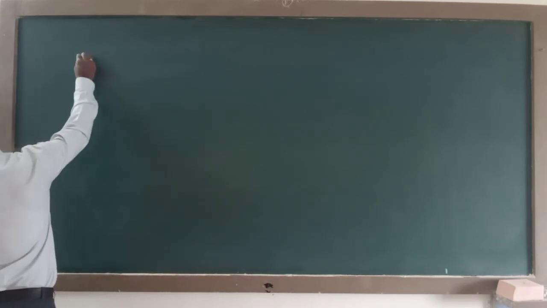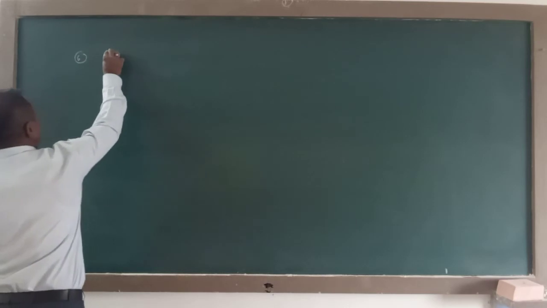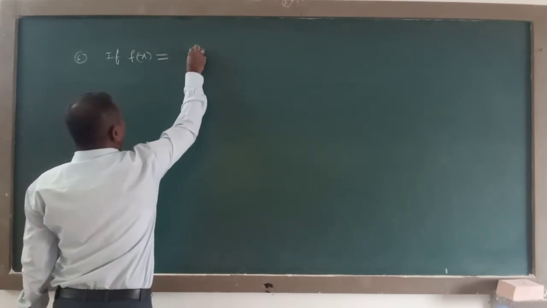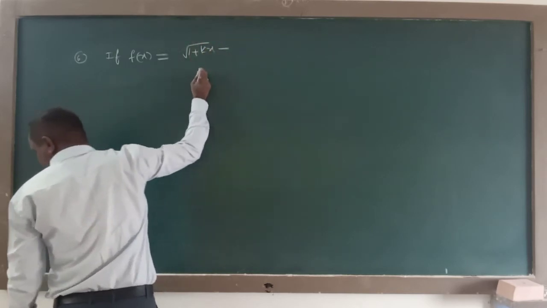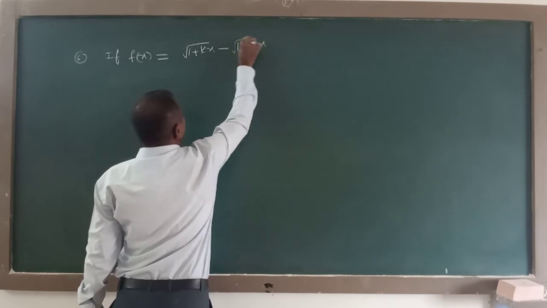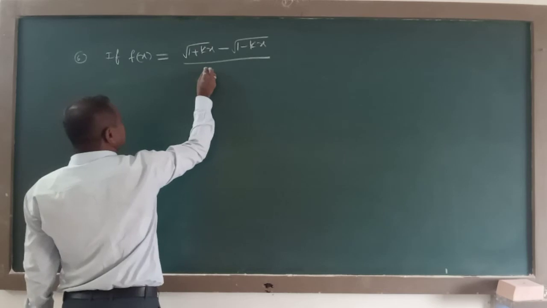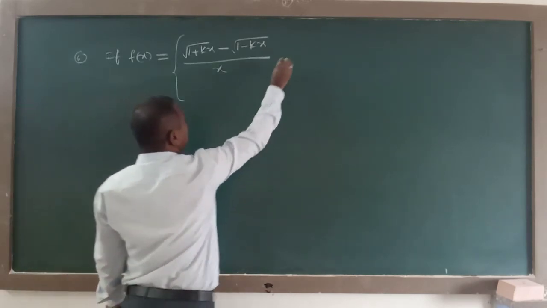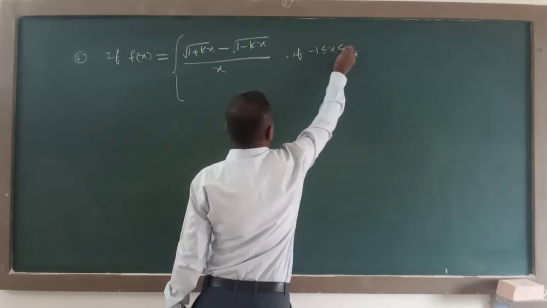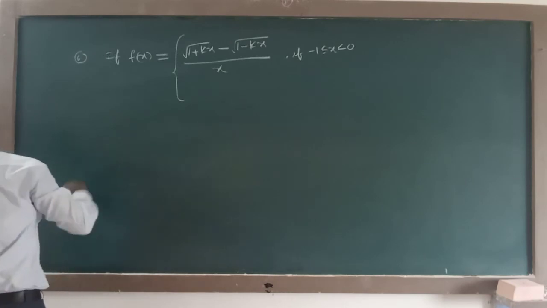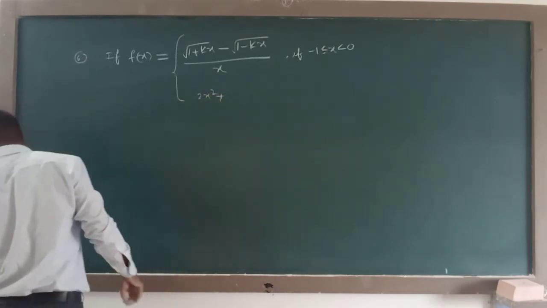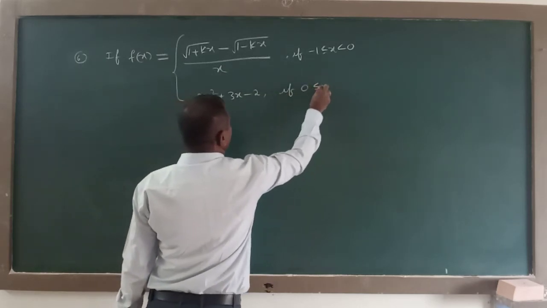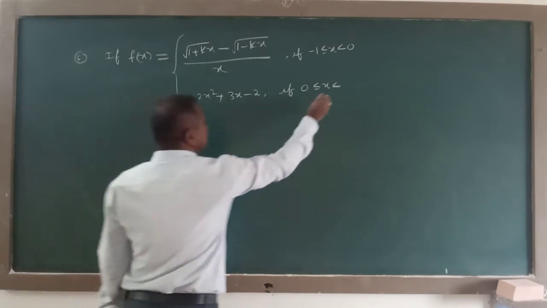Next one is the sixth question. If f of x is equal to square root of 1 plus kx minus square root of 1 minus kx, whole divided by x, for minus 1 less than or equal to x strictly less than 0; and f of x is equal to 2x squared plus 3x minus 2, for 0 less than or equal to x less than or equal to plus 1.